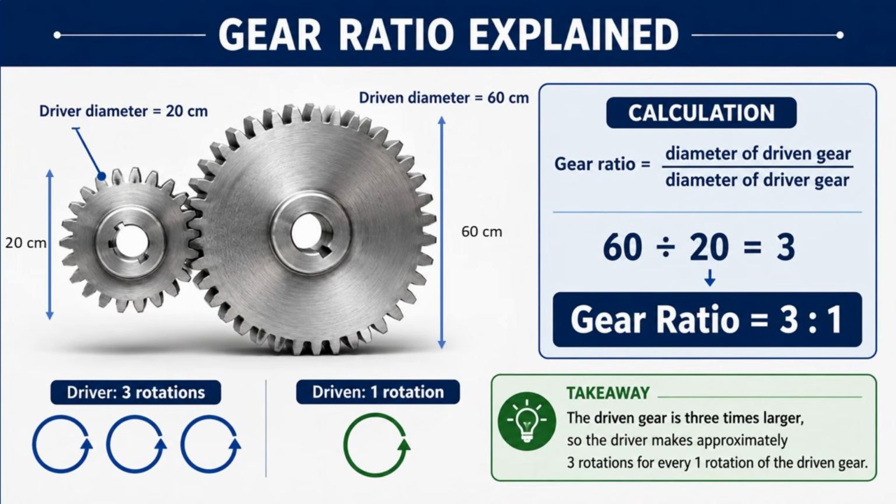The driven gear is 3 times larger. So the driver makes approximately 3 rotations for every 1 rotation of the driven gear. So whether the question gives you teeth or diameters, the same basic relationship applies.